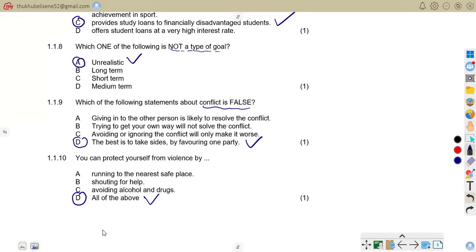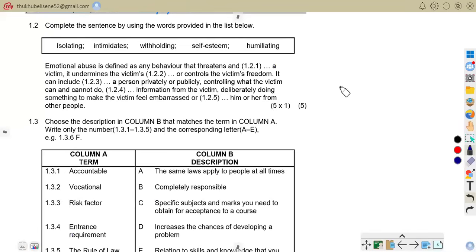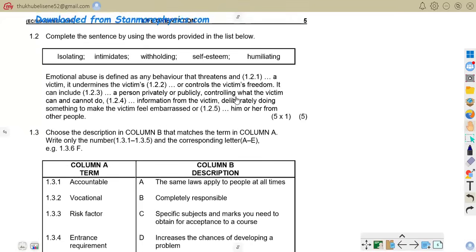Let us move on to 1.2. 1.2, we read as follows. Complete the sentences by using words provided in the list below. So here are the words that are provided here. We have to complete the sentences using these words that are given.